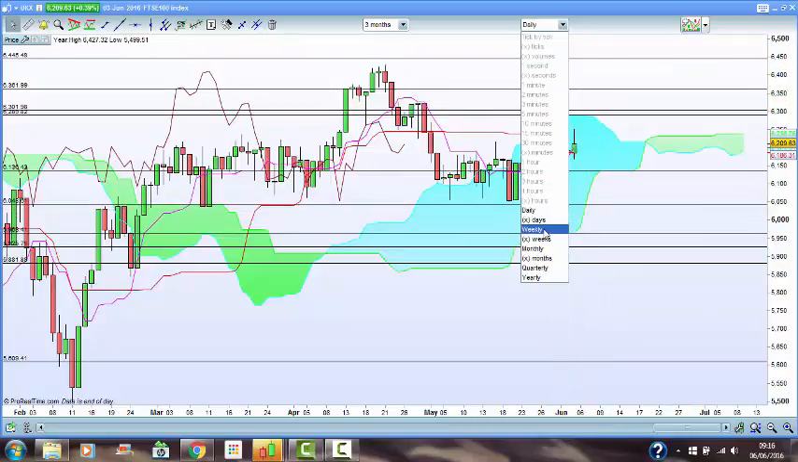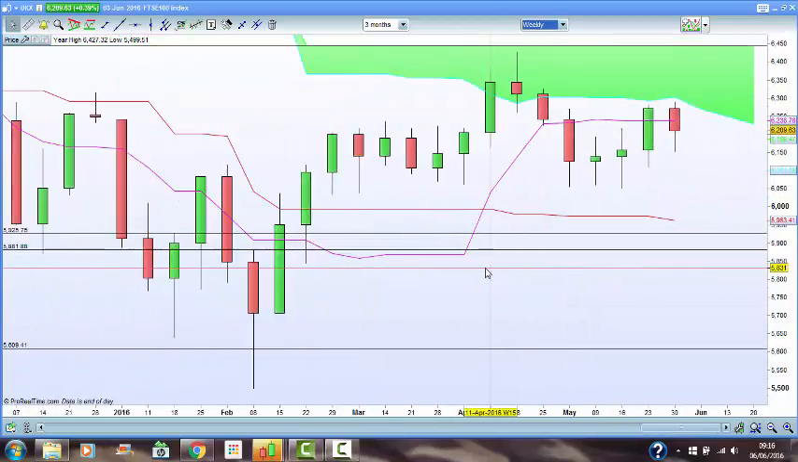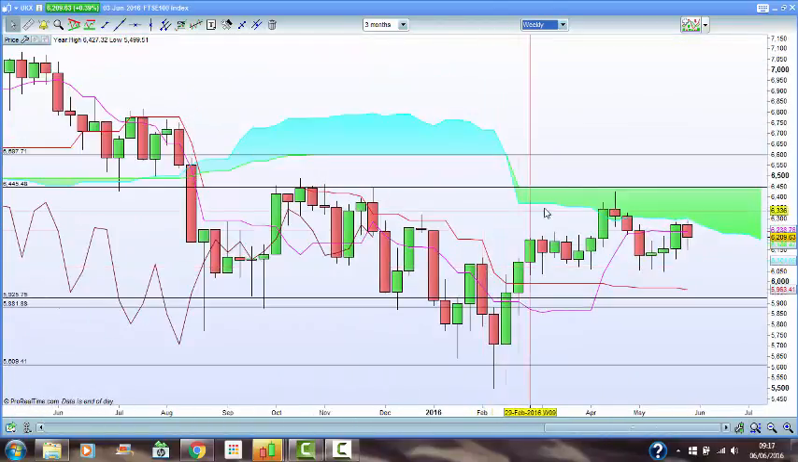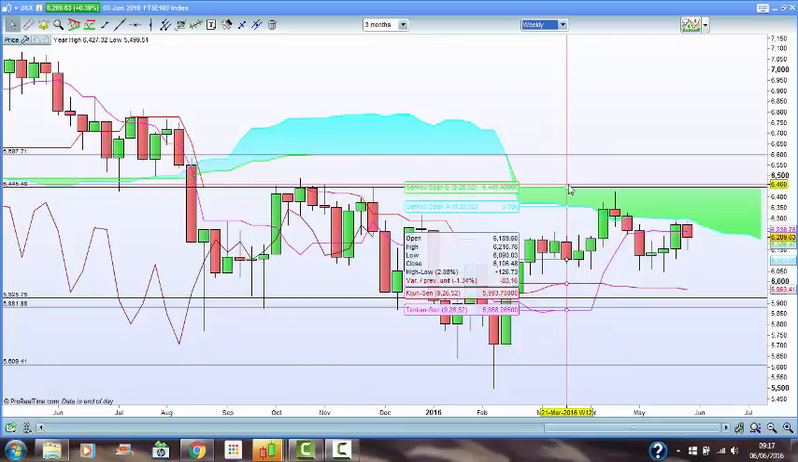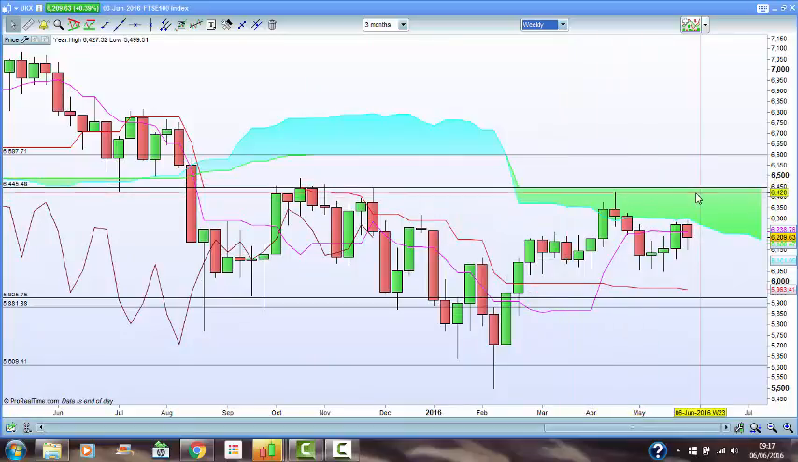However, looking at the weekly cloud, here we can see the bottom end of the weekly cloud is a major resistance area. And yeah, the 6,445, the top end of the cloud, is a major short selling area. So if the FTSE can't break past that level, then I would go short there. And currently I'm looking at going long on the daily chart with an eye on this resistance area to see if it can get past the 6,445 area.